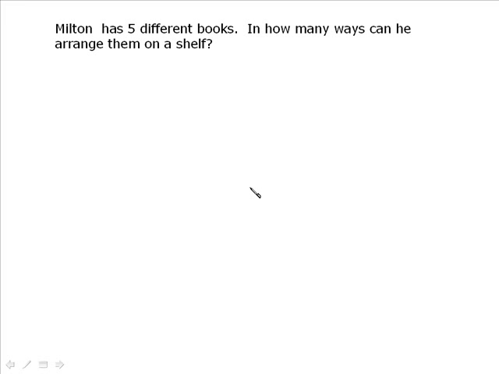Now, I know you're thinking, well, upside down, backwards, facing out, all sorts of little things you could do on a shelf. But in fact, if you take this in its most conventional meaning, it would mean that he's just going to put them up beside each other, and he would have 5 choices for the first position. 5 books could go there.